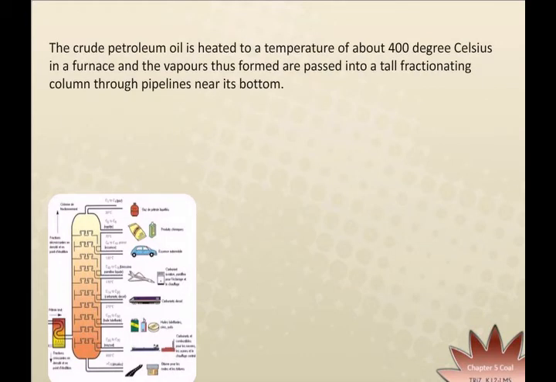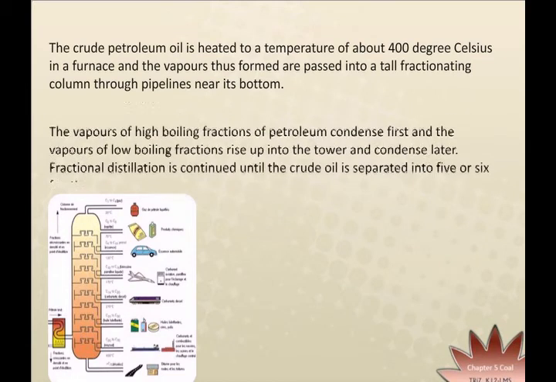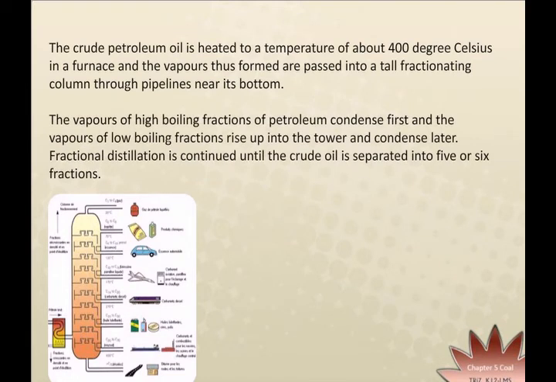The crude petroleum oil is heated to a temperature of about 400 degrees Celsius in a furnace, and the vapors thus formed are passed into a tall fractionating column through pipelines near its bottom. The vapors of high boiling fractions of petroleum condense first, and the vapors of low boiling fractions rise up into the tower and condense later. Fractional distillation is continued until the crude oil is separated into 5 or 6 fractions.